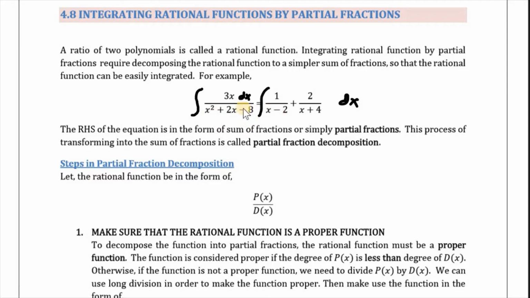So what happens in this case is, before you integrate, you need to decompose your fraction, or simplify your fraction into simpler fractions like this. That is why we call it partial fraction decomposition.